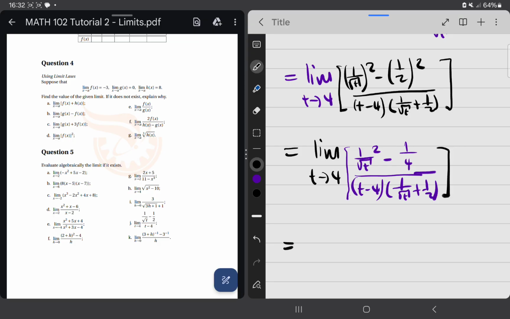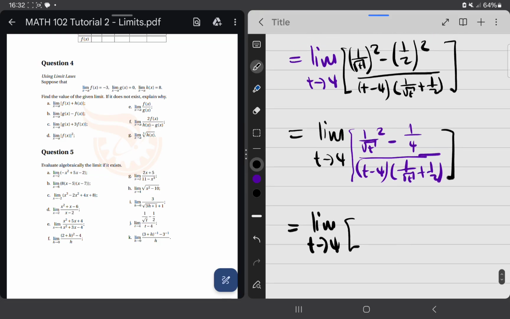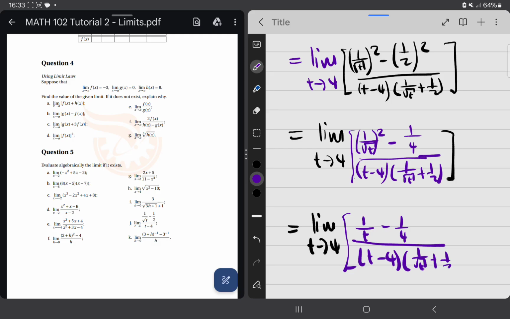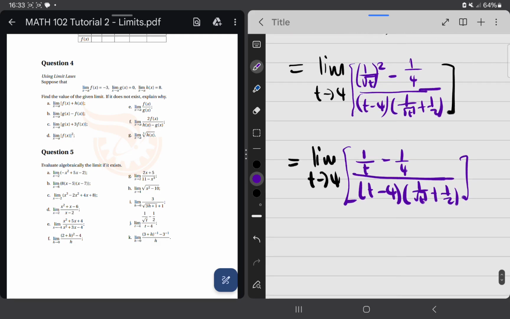So this is going to be the limit as t goes to 4 of, let's see how I can do this. I'm going to change this 1 over root t, squared. So you square it, 1 squared is 1, over the square root of t squared, which is just t. So it's 1 over t minus 1 over 4, and it's all being divided by t minus 4, multiplying 1 over root t plus half.